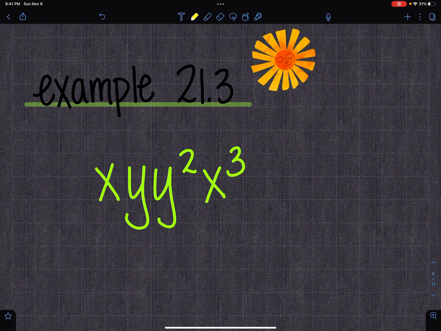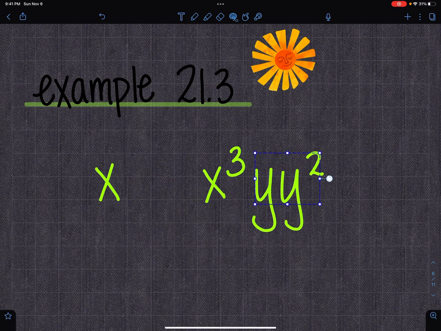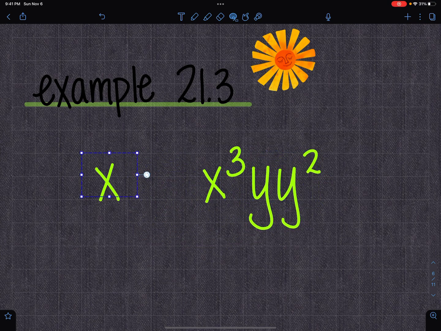Let's do example 21.3. They want us to simplify this complicated looking expression. So I'll rearrange the letters again. I don't know if you like it that way, but I'll just do it to make things a little easier. I'm going to put the y's together. I'm going to put the x's together. Okay, so now that I've grouped everything, let's simplify this.